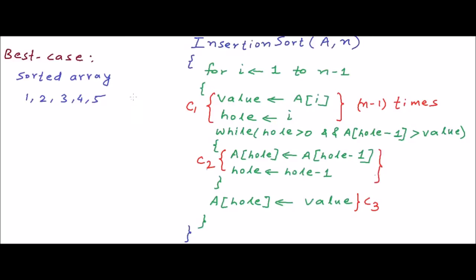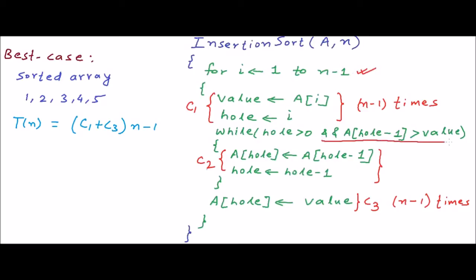When we will have a sorted array, then we will not go inside this while loop even once, because this particular condition will never hold true. And this particular statement with cost c3 will also execute n-1 times. So overall time taken in the best case will be equal to c1 plus c3 into n-1. There will be some additional cost to increment counters and all, or to do these comparisons inside this condition for loops. Let's assume that they are accounted for in c1 and c2 respectively. Oh, this one should be n-1 in bracket.